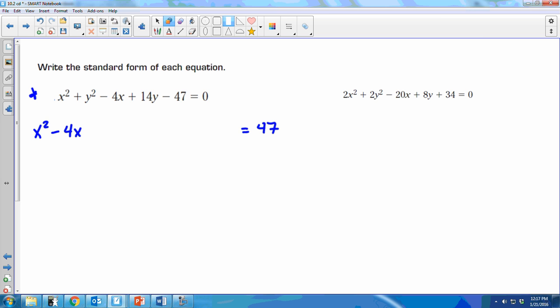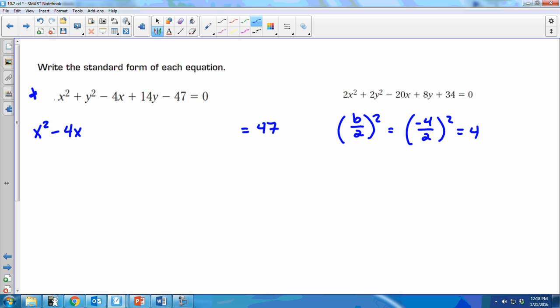Okay? So the same process that we did a second ago. We take b, we divide by 2, and we square it, and then we add it to both sides. So what's b? Negative 4. So negative 4 divided by 2 is negative 2. Negative 2 squared is positive 4. So I'm adding a 4 here, and I'm adding a 4 over there.